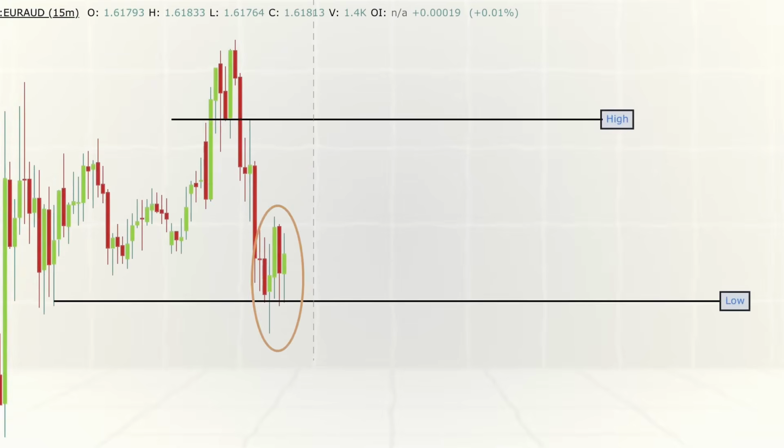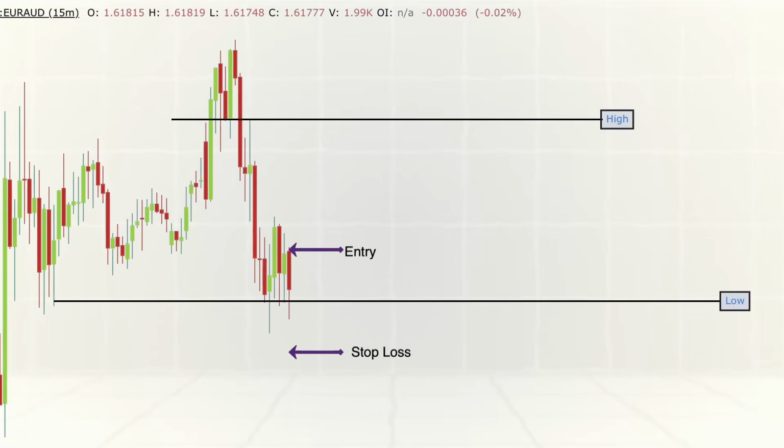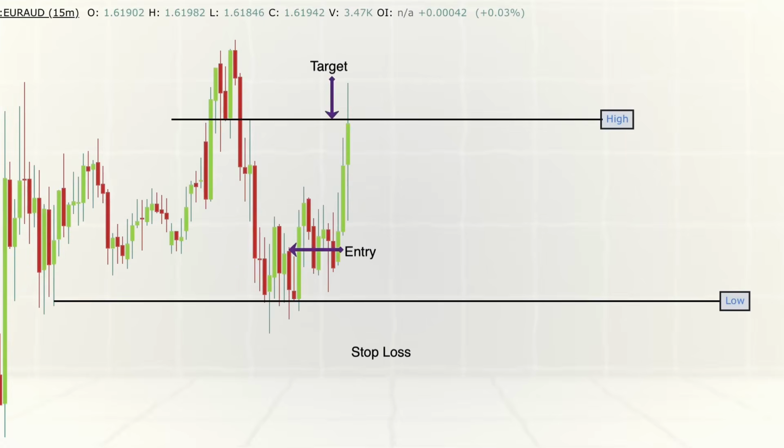A typical approach would involve entering at the close of the bullish confirmation candle, while placing a stop loss approximately 10 pips below the higher time frame's low. Your profit target can be placed at the next resistance level visible on the higher time frame, which in this example is the hourly chart.